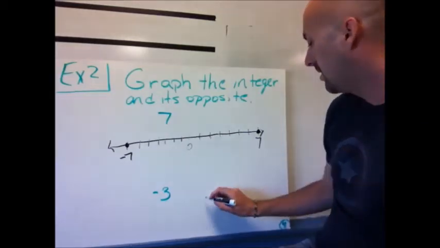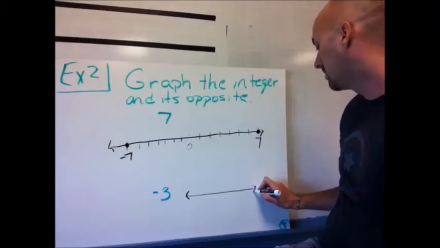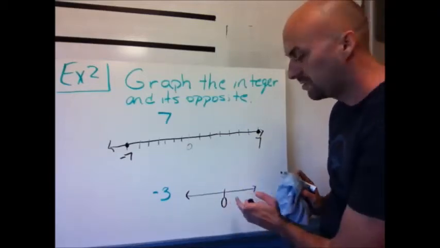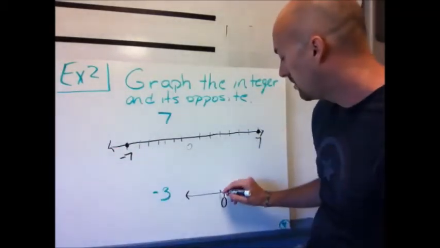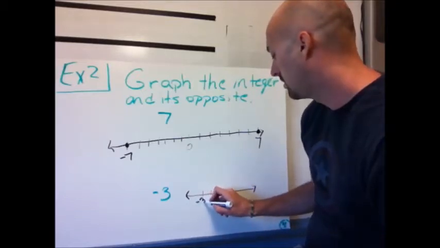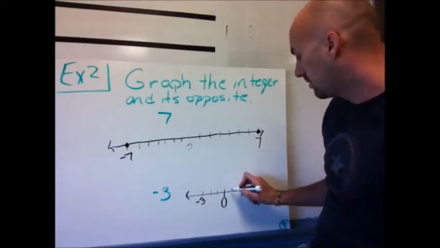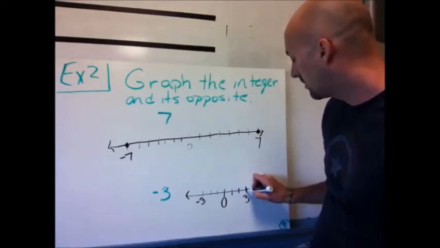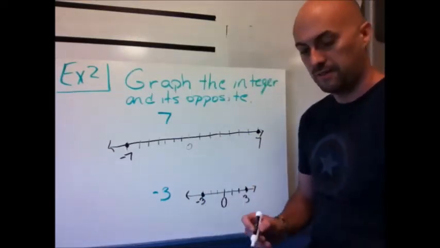All right, so same thing here. I've got -3 is my integer. And I want its opposite. So negatives to the left of 0, getting smaller as I go further left. 1, 2, 3. So here's -3 on the number line. Equal distance from 0. 1, 2, 3. There's its opposite. I want to make sure I put my dot there to show that I have graphed those.